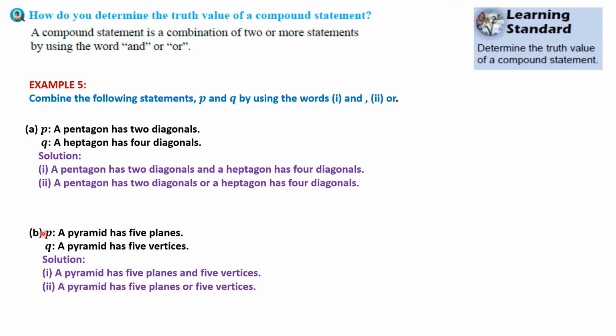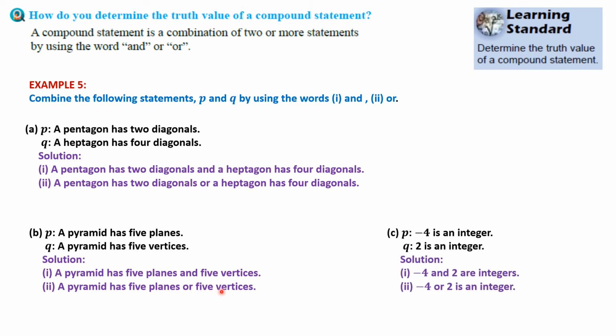Now we look at question B. Statement P, a pyramid has 5 planes. Statement Q, a pyramid has 5 vertices. So if you use the word and to combine these two statements, you can combine like this: a pyramid has 5 planes and 5 vertices. If you use the word or, you can combine like this: a pyramid has 5 planes or 5 vertices.